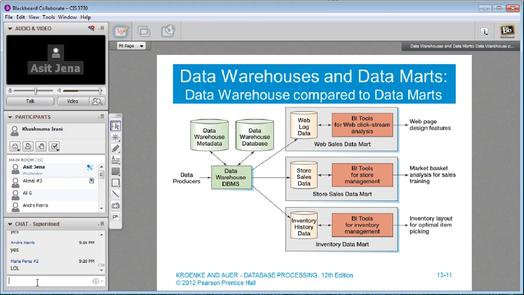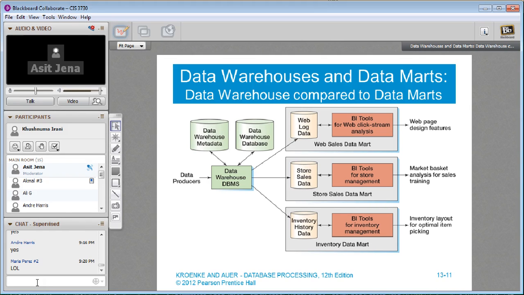Like it might be that you have a data mart about airlines or air maintenance. If you have Walmart, you might have a BI tool for web clickstream analysis: how many people are coming to the website, what they are buying. This might be data for store management. This might be for inventory management.